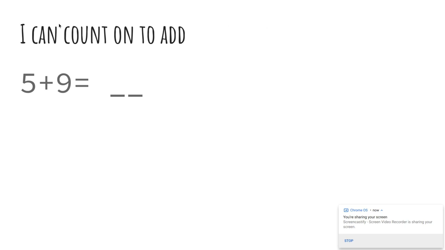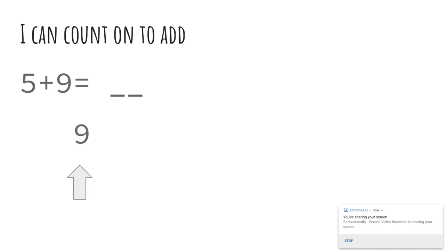The first one says, I can count on to add. Do you remember doing that? We counted on to add a lot. So that means I'm going to start with one number and add up the other number. For example, if I have 5 plus 9, I can start with the bigger number, 9, and count up 5. So let's do that now.